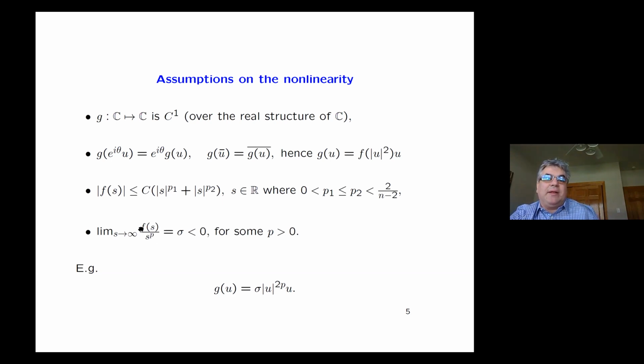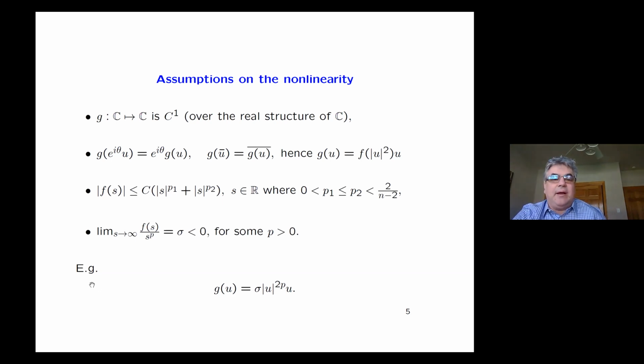So I'm assuming that as S goes to infinity, F of S has an asymptote as S to the power P, if you want. So it behaves like the power S to the power P. Here, P will be a number less than or equal to P2. And that limit is sigma, and it's negative, right?